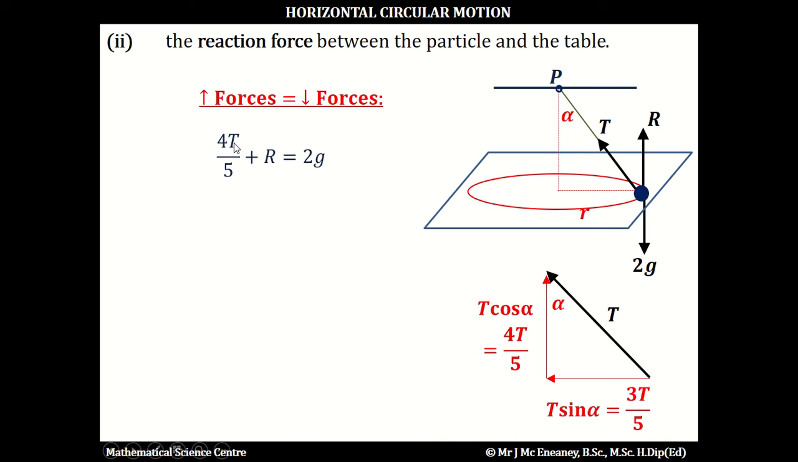Now, we've worked out what the tension T was. So the tension T was 14.4. So 4 times 14.4/5 plus the reaction R equals 2g, which is 19.6. And when you work this out, if you bring it across and subtract, then R works out as 8.28 newtons.